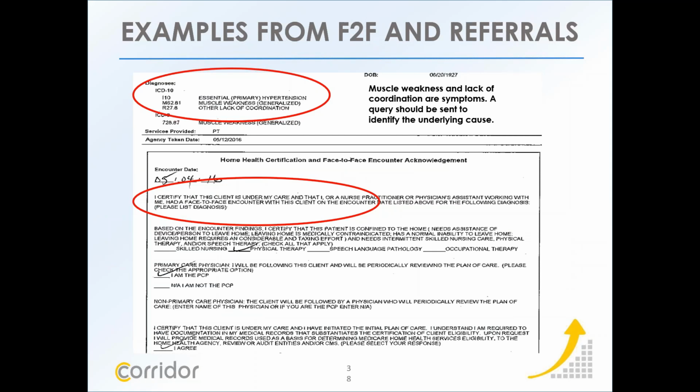So here's a lovely example of a very vague face-to-face, and I'm sure many of you have probably seen this one, probably one just like it come in.